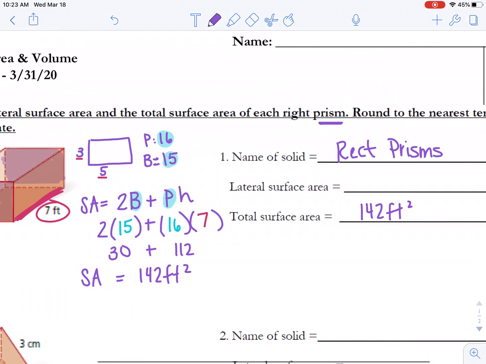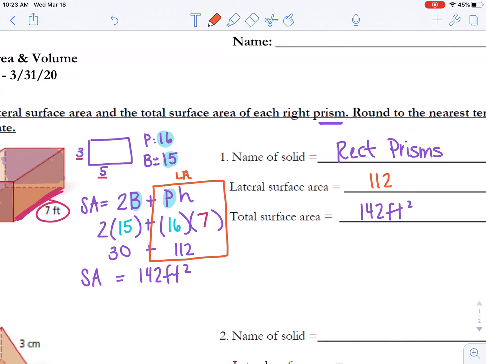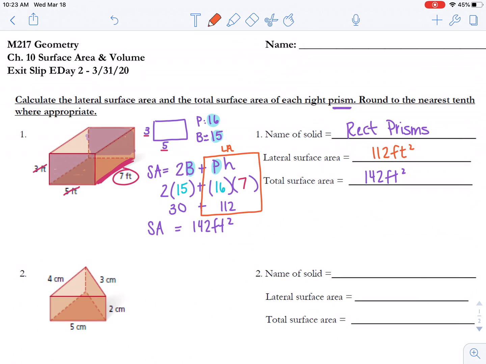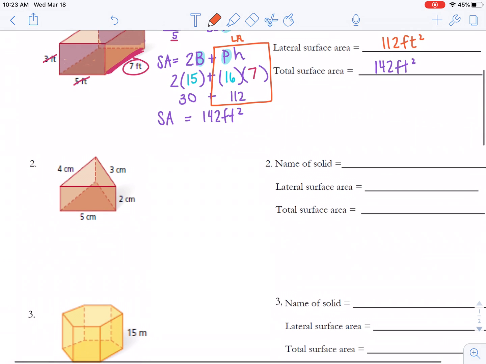Now the lateral area is the area of all the lateral faces, the ones that are not the bases. If we just look at our surface area formula, this part is the lateral area. I'm just going to focus in on that portion of my work, and that's my lateral area. I didn't have to do any extra work. It was already in my work. All right, let's take a look at number 2.